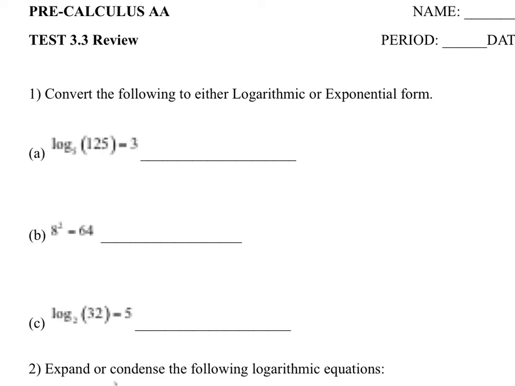So in this one we have log base 5 of 125 equals 3. So we keep the base of 5 and the others change place. So my 3 and my 125 change place, and I end up with 5 to the third power equals 125. And these two expressions are equivalent.